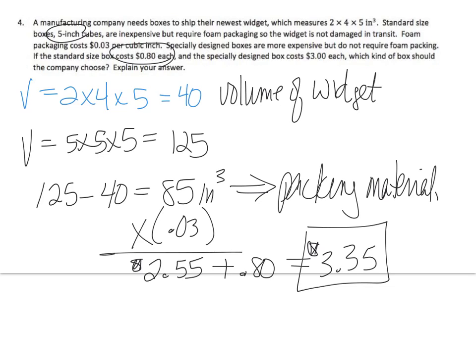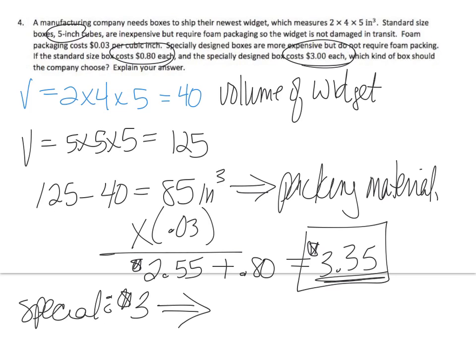Okay. And then we have the specially designed boxes, which are $3 each. So the specially designed boxes are only $3. The cheap boxes plus the packing material are $3.35. So the specially designed boxes are more efficient. They cost less. I would buy them.